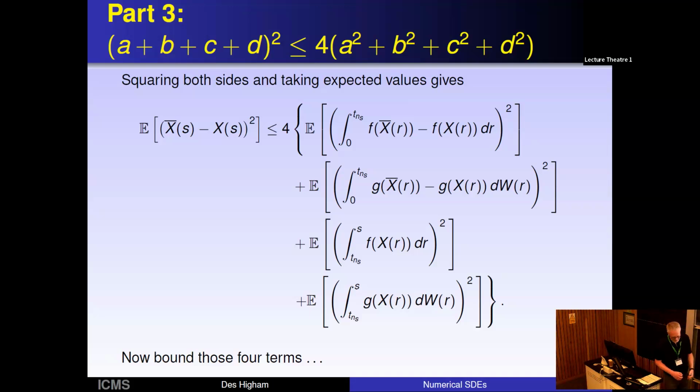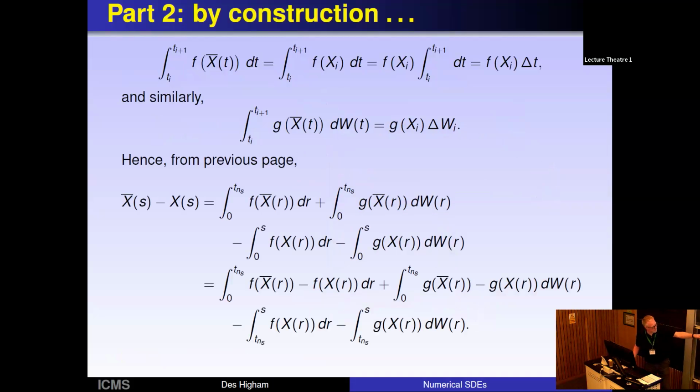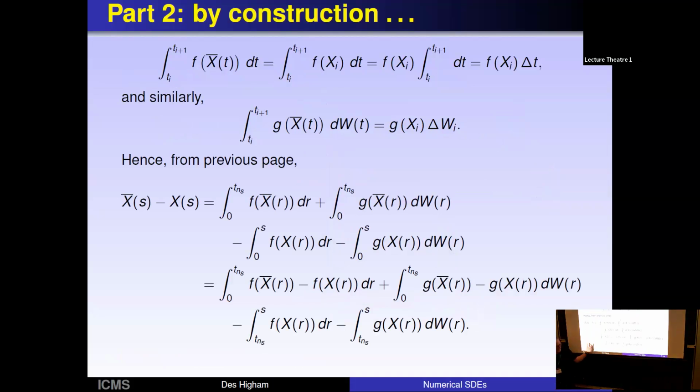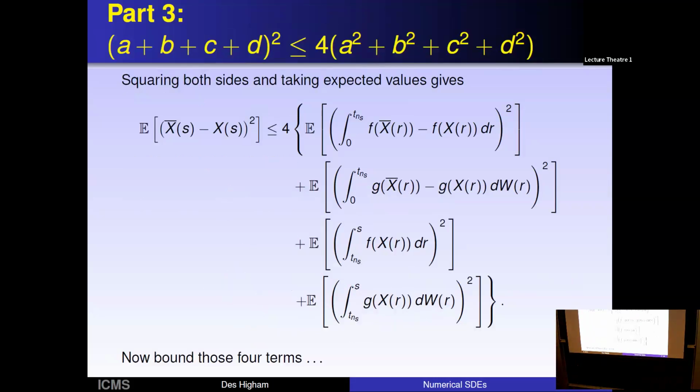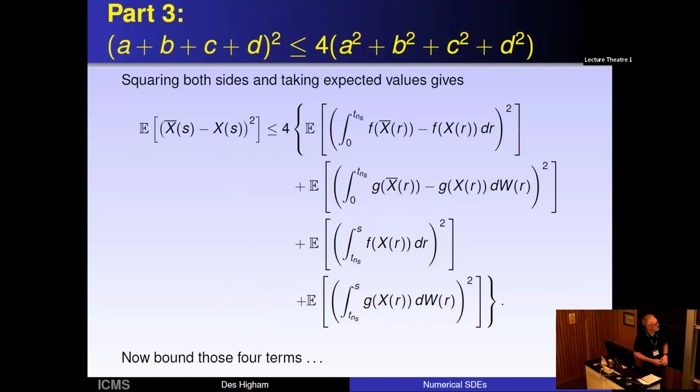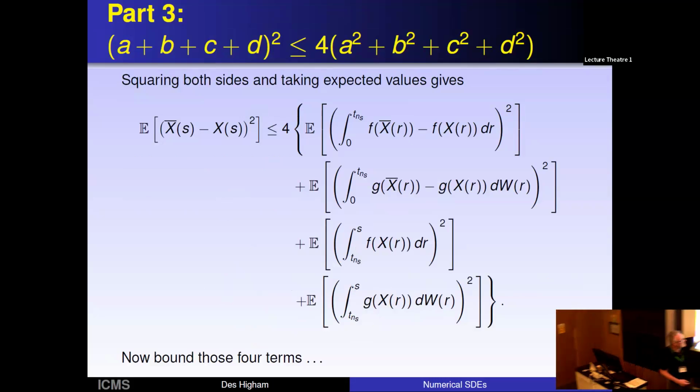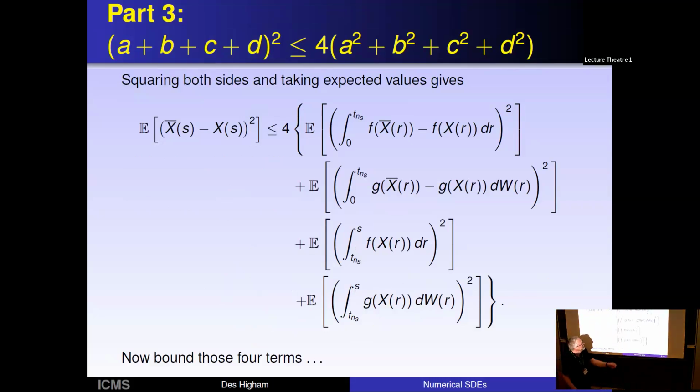So just going back, we have these integrals. We're going to square these 4 separate quantities, add them together, and then take expectation. So that's all allowed. So we now have some way of bounding this error that we're trying to control. And now we've got it in terms of 4 integrals. 2 of the integrals involve differences of f and g, where we compare the exact and numerical solutions. So thinking ahead, it's the Lipschitz constant that's going to come in.